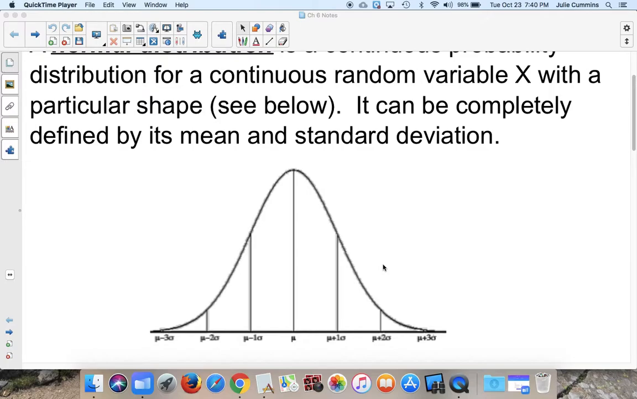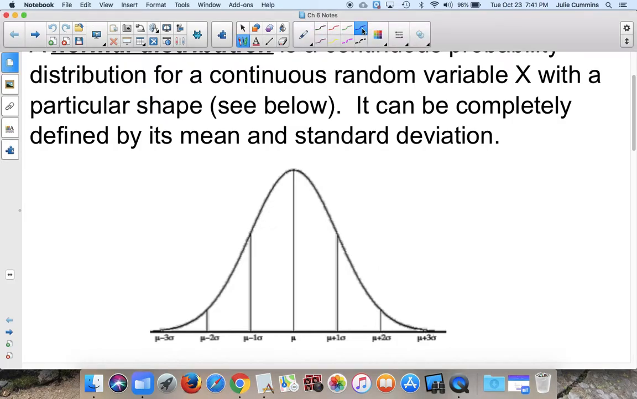But what we mean by it's completely defined by its mean and standard deviation. I know these are pretty small, you may not be able to see them, but here in the middle of this, that's the mean of our distribution. So that's mu. This value is the mean plus one standard deviation, so one standard deviation above the mean, one standard deviation below the mean. Then this is mu plus 2 sigma, 2 standard deviations above the mean, 2 standard deviations below. You can go 3 above and 3 below.